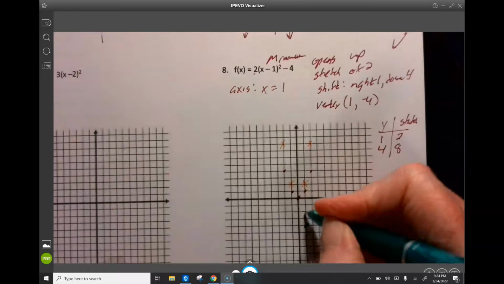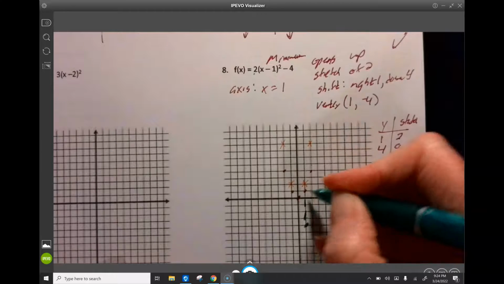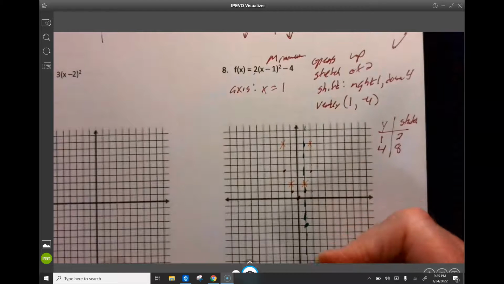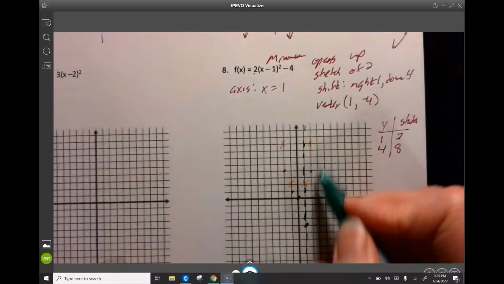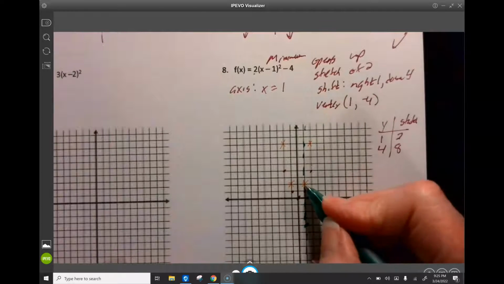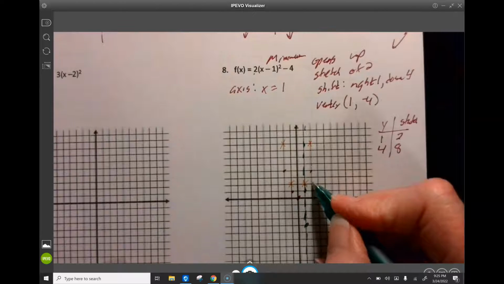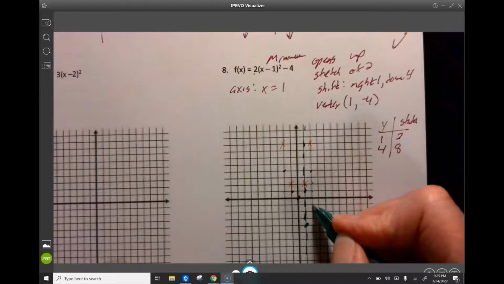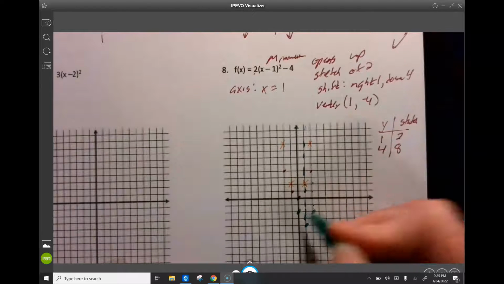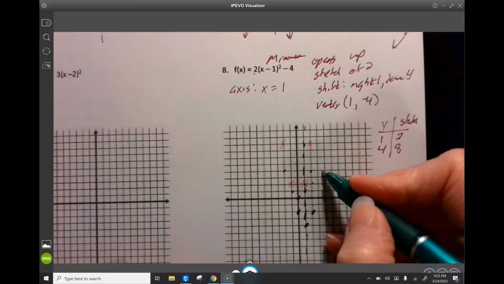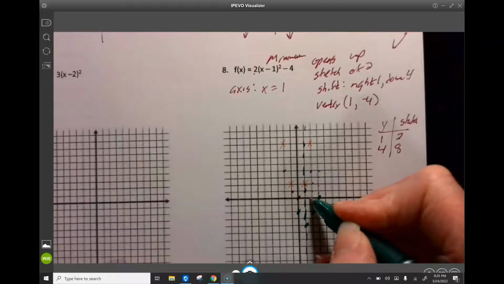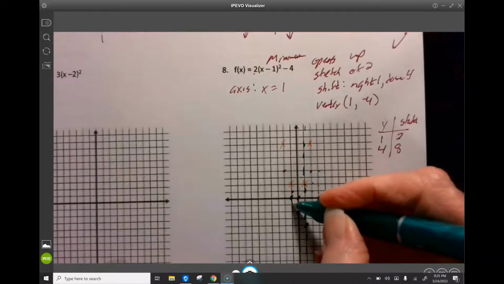So here's my axis of symmetry. I'm going to take the right-hand side and I'm going to do those shifts, and then I'm going to do the reflection point. So here I'm going to go right 1, down 4, and then I'm going to do reflection, so over 1 here, over 1 there. Now I'm going to do this one, right 1, down 4, and I'm going to do the reflection point there. There's my graph.